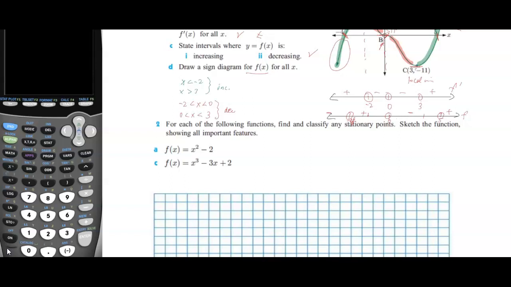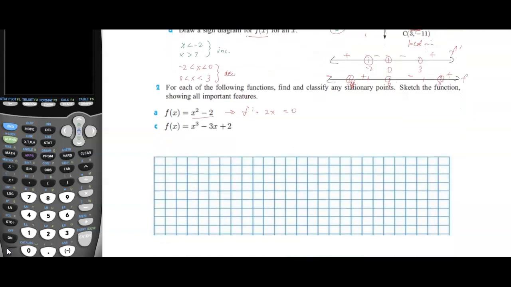Okay, so let's do this first function, x squared minus 2. We're going to find and classify stationary points. Remember, stationary points are where the ball doesn't roll away, when the derivative is 0. So let's take the derivative of this. We get f dash equals 2x. When is this derivative equal to 0? Well, we just solve the equation 2x equals 0. It's when x equals 0.